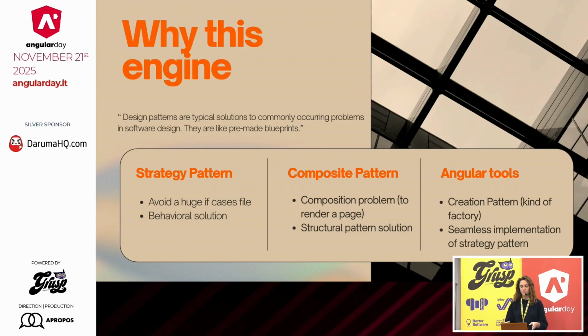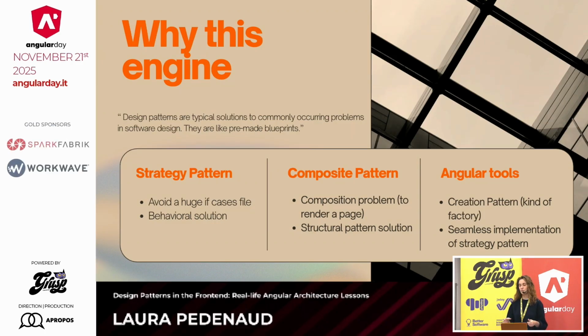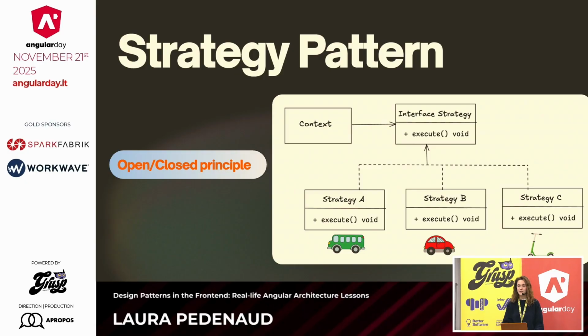Then the composite pattern helps us to solve the structural problem, which was basically the tree dependency. When you see the tree dependency between the contents, you see exactly that there is a composition problem. And then we used Angular tools for the creational pattern, so this is a kind of factory, and to have a seamless implementation of the strategy pattern. So let's deep dive into those design patterns.